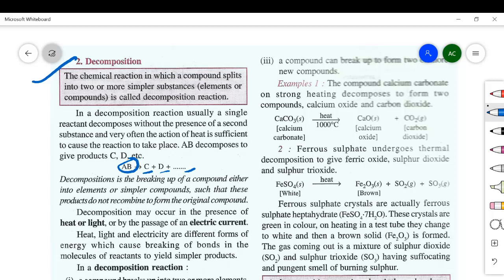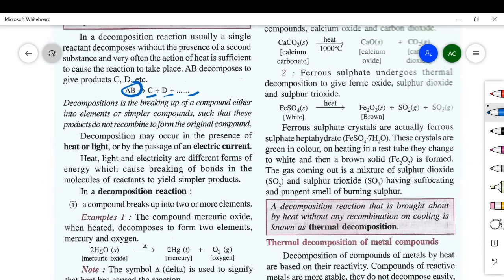For the decomposition reaction to occur, you need heat or light or the passage of electric current. Then only this decomposition will happen. That means for breaking down a big reactant, you have to provide it with either heat or light or maybe electric current so that it can break down into simpler products. So these are the energies which cause the breaking of the bonds.